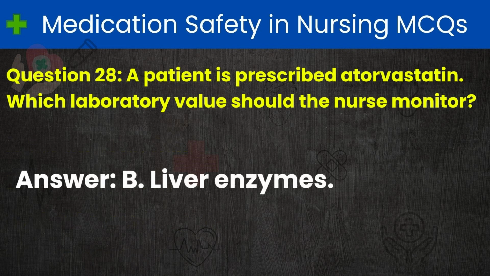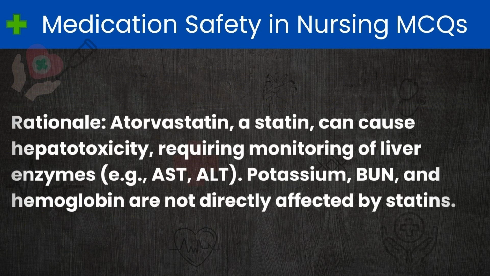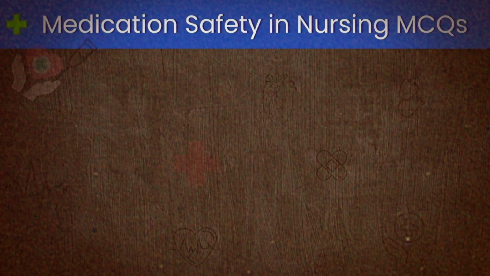Answer B. Liver enzymes. Rationale. Atorvastatin, a statin, can cause liver toxicity, requiring monitoring of liver enzymes, such as aspartate aminotransferase and alanine aminotransferase. Potassium, blood urea nitrogen, and hemoglobin are not directly affected by statins.